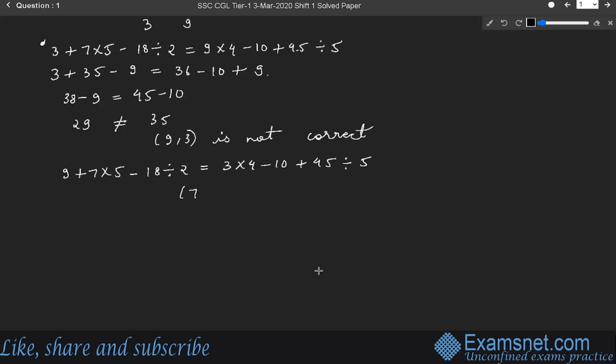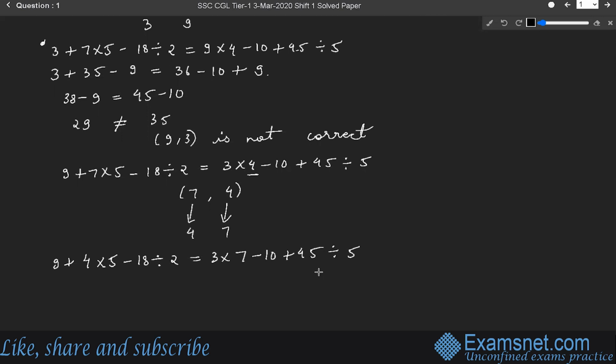Fourth option is 7 and 4. Means we have to put 4 in place of 7 and 7 in place of 4. So interchanging the values here, the equation will be 9 plus 7. In the place of 7, we have to put 4. So 4 into 5 minus 18 divided by 2. It is equal to 3 into 4. Okay. So in the place of 4, we have to put 7. So it will be 3 into 7 minus 10 plus 45 divided by 5.